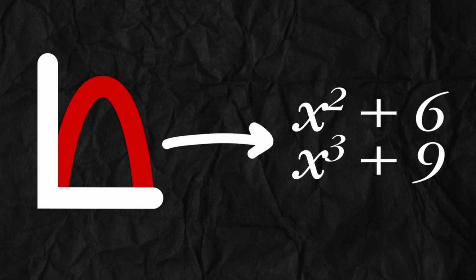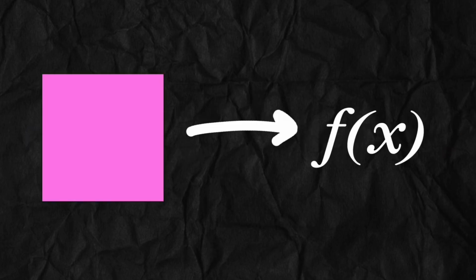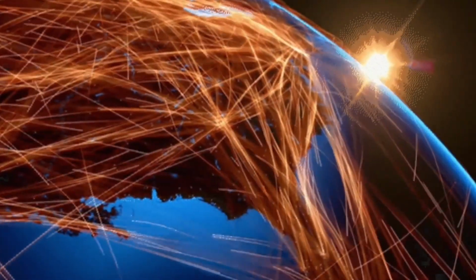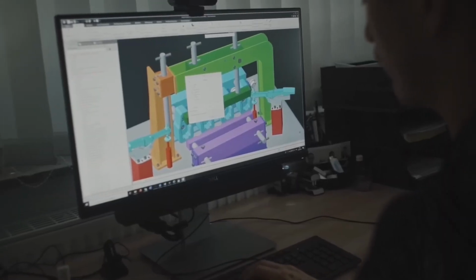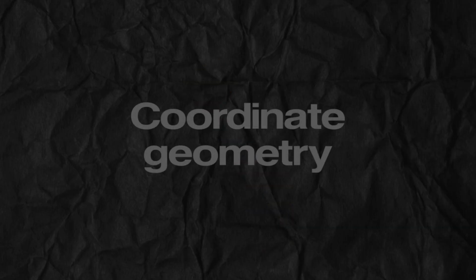A curve is described by a quadratic or polynomial equation. This connection between algebra and geometry means that anything you can draw, you can also describe with an equation, and anything described by an equation can be drawn as a shape. Engineers use this to model roads, bridges, and flight paths. Software uses this to render every line and curve on your screen. The key point is that coordinate geometry unites the language of algebra with the visual language of shapes.